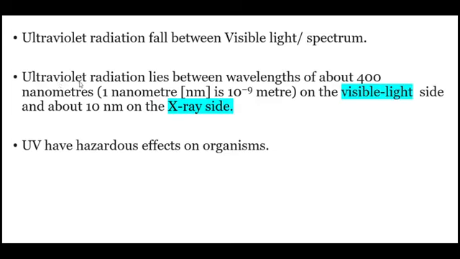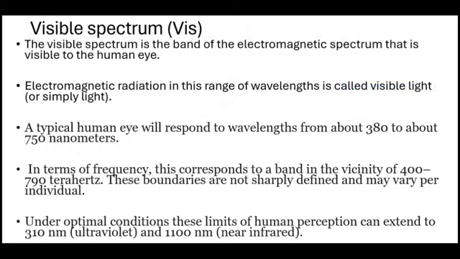Ultraviolet radiation falls next to the visible light spectrum. It lies between the wavelength of 400 nanometers on the visible light side and about 10 nanometers on the X-ray side.